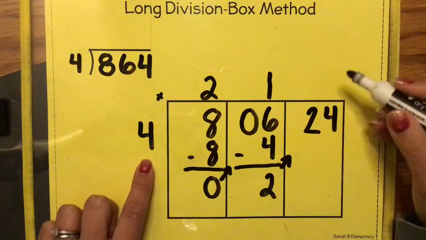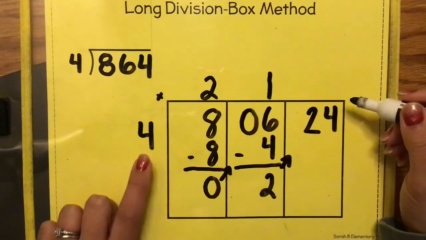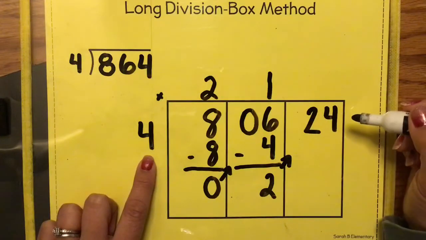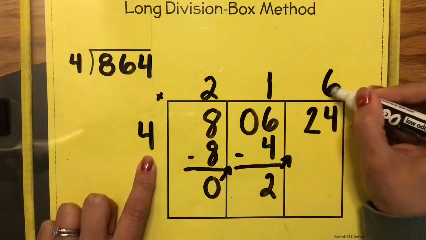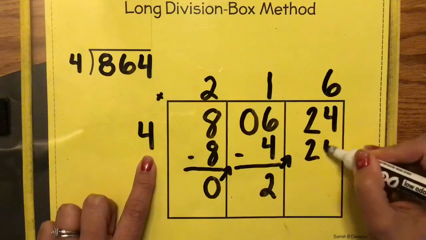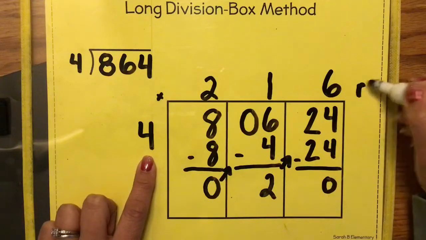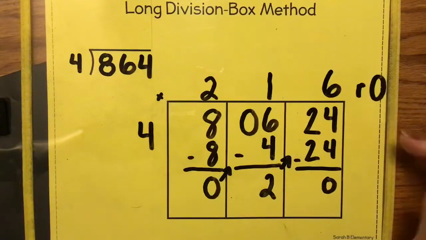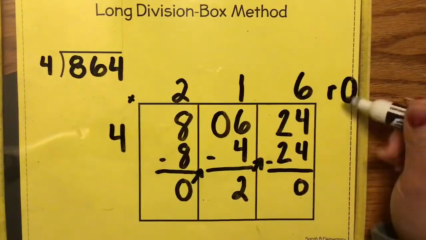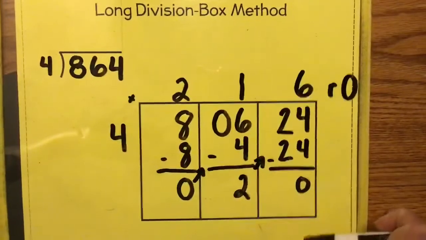And again, the last question, what can I multiply times 4 to get close to 24? Or how many 4s can I take out of 24? And of course, that is 6. I subtract, and I get 0. So in this case, the answer is 216, and there's no remainder, but I went ahead and wrote R0 on the end because some of my friends like to just feel more complete by doing it that way. So that's one way we can do division.